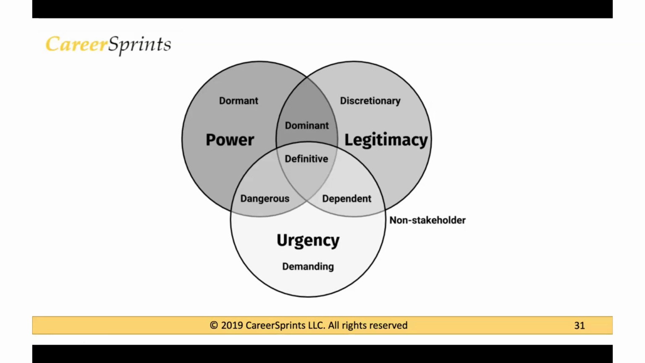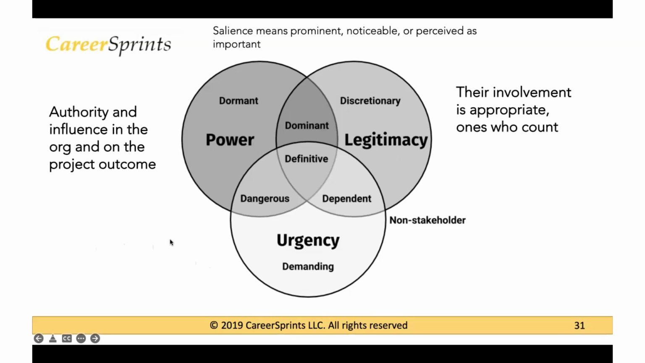Now, what do I mean by noticeable? Basically, you're using the salience model to classify your noticeable stakeholders. Any stakeholder who is noticeable is important and you need to pay more attention to that stakeholder. There are three categories that you will use to classify your stakeholders: the power, the legitimacy, and the urgency. Power is defined as authority, which means authority and influence in the organization and on the project outcome.